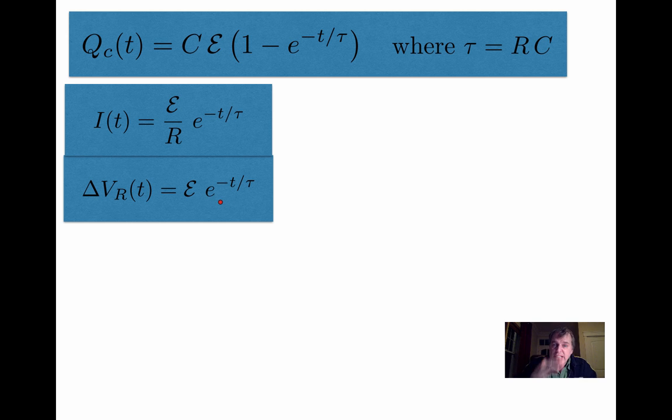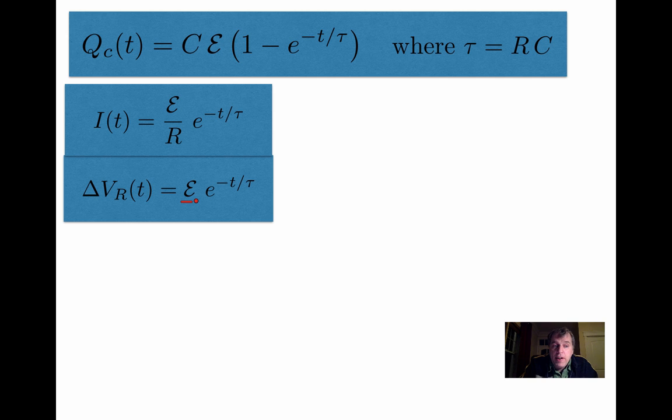Notice that this is a decreasing exponential. You start with a value equal to E at t equals 0, and it decreases exponentially towards 0 at t equals infinity. That makes sense because the current starts large, and the current decreases exponentially, goes to 0. Therefore, the voltage across the resistor also starts large and decreases exponentially towards 0.